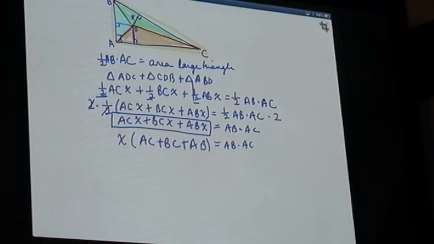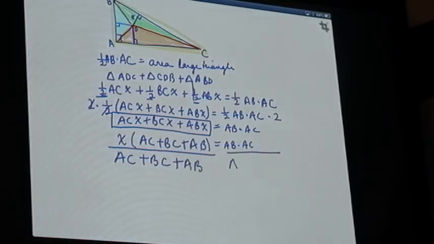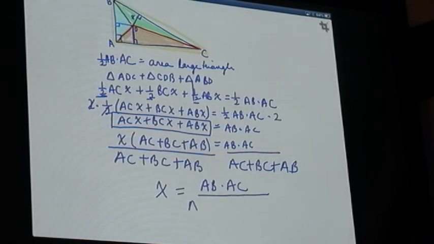Okay, now we're going to divide both sides of our equation by AC plus BC plus AB to get x by itself. And so we have x equals AB times AC over AC plus BC plus AB. And you have solved that problem.